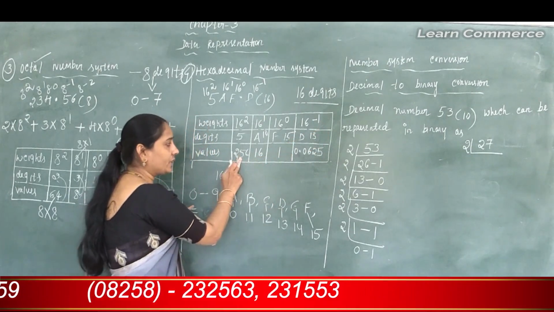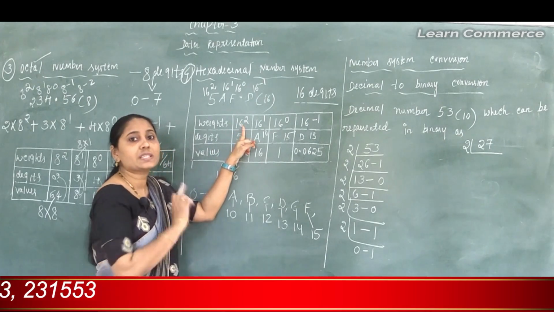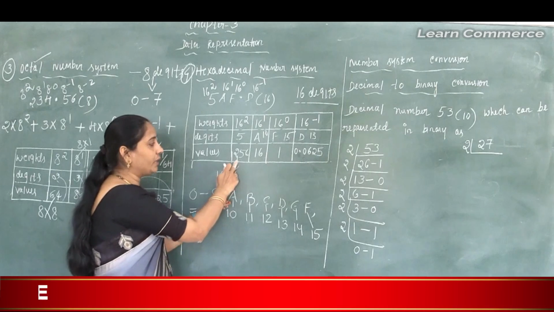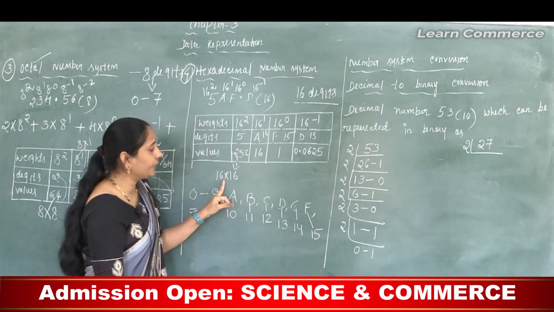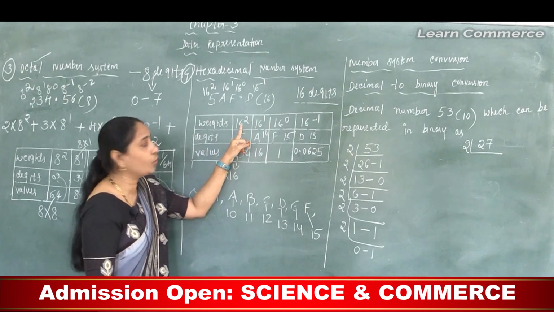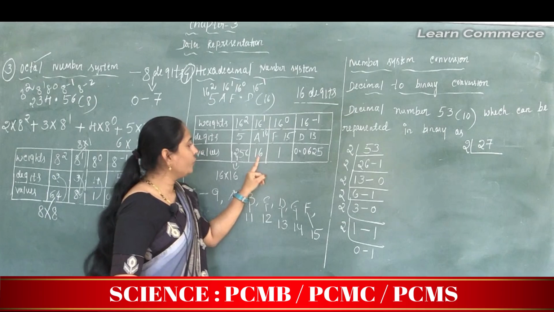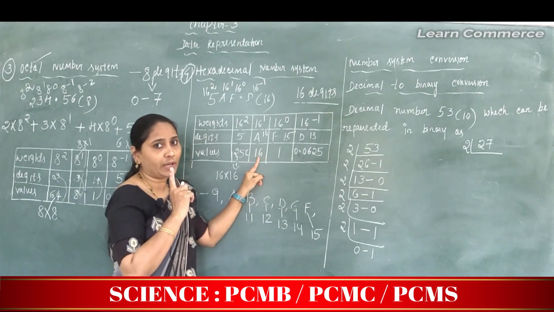Now how did we get this value? We already know 16 to the power of 2 is 16 into 16. Okay, 16 into 16. The value we get is 256. Understood, everyone? 16 into 16, 16 to the power of 2. 16 to the power of 1 means one time only. So the value we get is 16 only one time. 16 into 1, the value is 16.